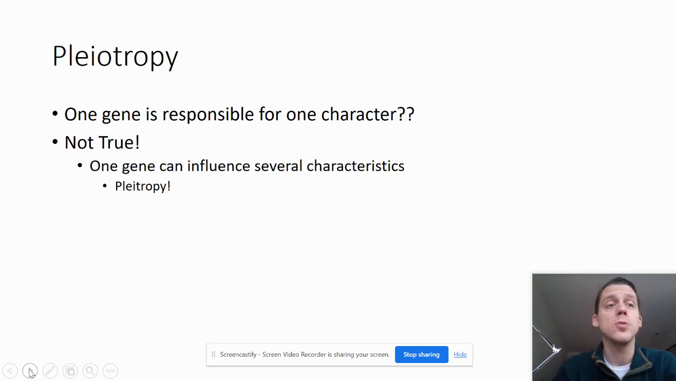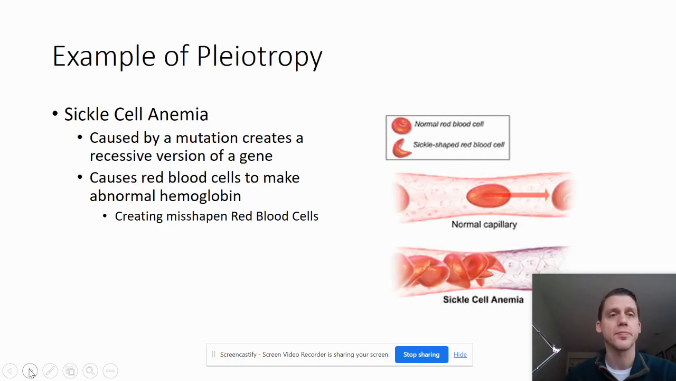Pleiotropy addresses the issue that sometimes one gene is not responsible for one character. Instead, one gene can sometimes influence several characters, and that is called pleiotropy. Pleiotropy occurs when you have a mutation in a gene, and it might cause a series of things to happen in your body rather than just one. The classic example of pleiotropy is sickle cell anemia.